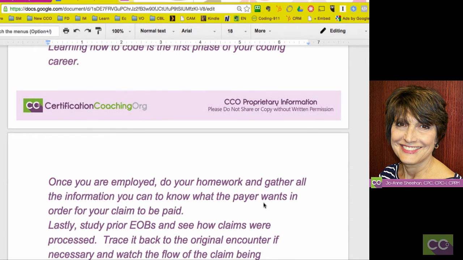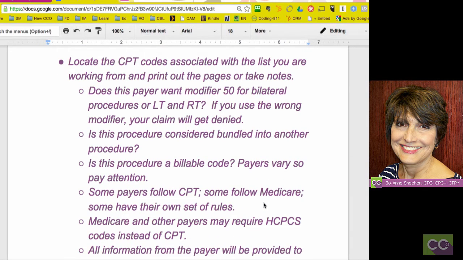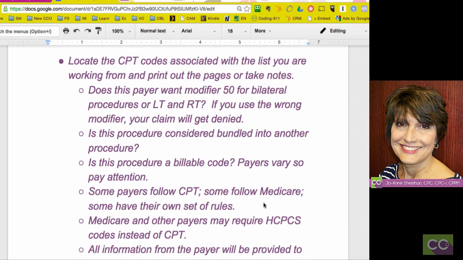And if you receive a denial on an explanation of benefit, use it as an opportunity to see why the claim was denied, and you'll learn about the coding and what's expected from that payer, if it's something you missed in the printouts or anything. You just take the knowledge that you have obtained studying for your CPC and use the same process, but you're following different payer rules. It's so similar, but they are a little bit different. Learning how to code is the first phase of your coding career. Then once you are employed, you just do your homework and gather all the information ahead of time to know what the payers expect, and that's how you'll get your reimbursement.